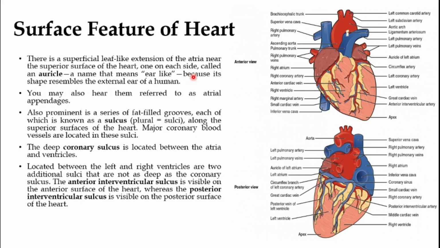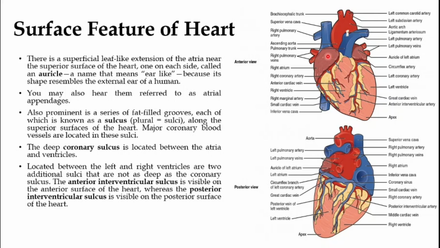If we talk about the surface features of the heart, this is how the surface of the heart looks. This is the anterior surface of the heart, which is facing towards the front, and this is the posterior surface of the heart, the surface which is facing the back of the body. If you look at the anterior surface of the heart, you can see the different structures, and we will try to understand what these structures are.